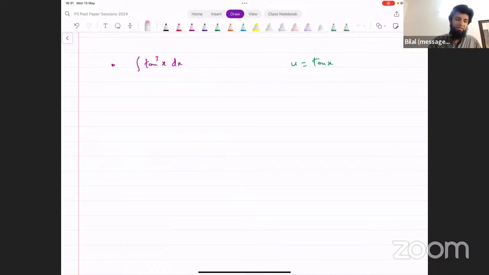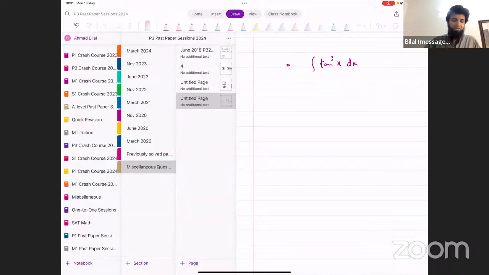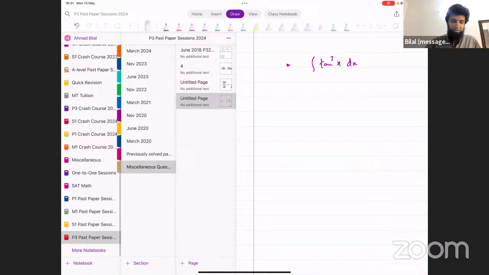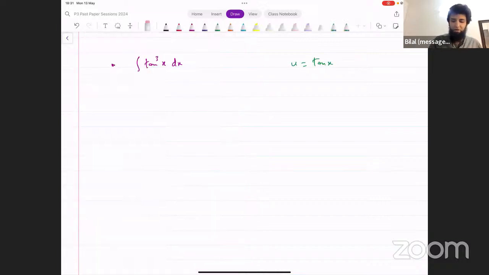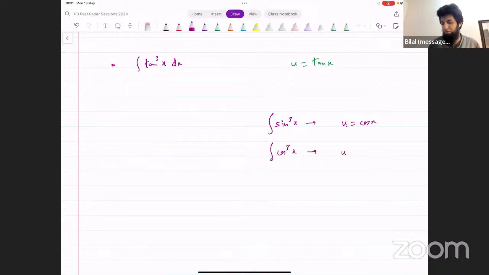So I would suggest just remember these three substitutions. Okay, nothing else. Just remember these three substitutions. When you have to integrate sine cube x, use u equals cos x. When you have to integrate cos cube x, use u equals sine x. And when you have to integrate tan cube x, use u equals tan x. Just remember these three substitutions.